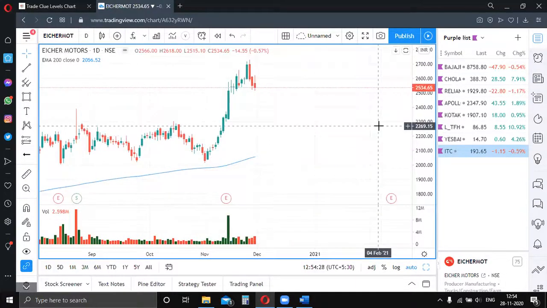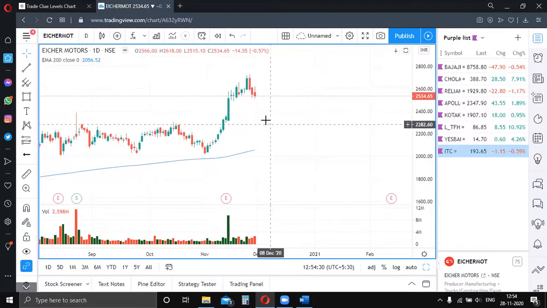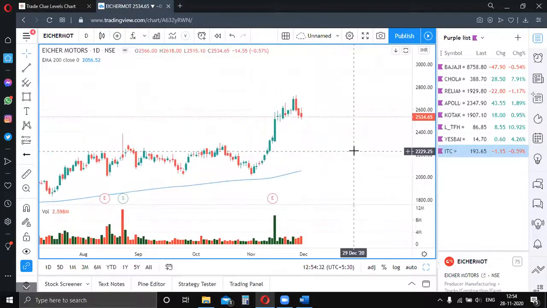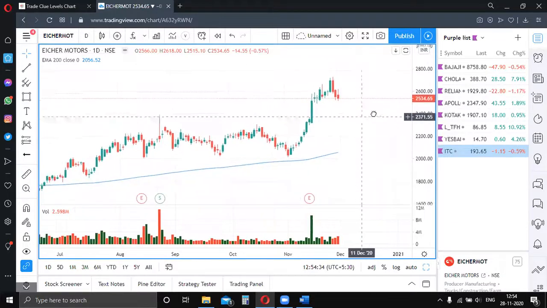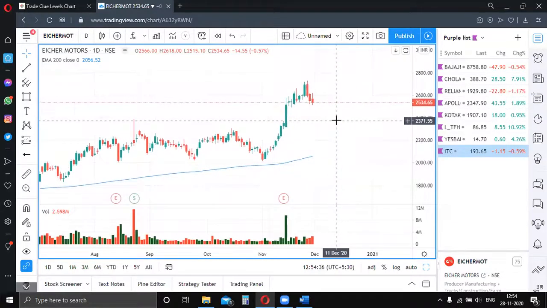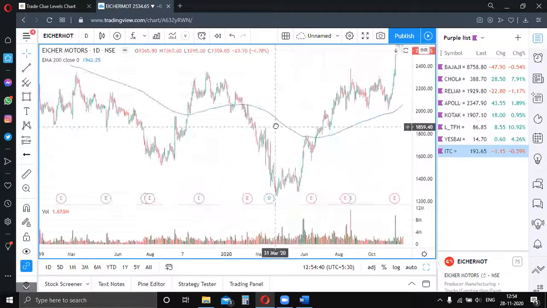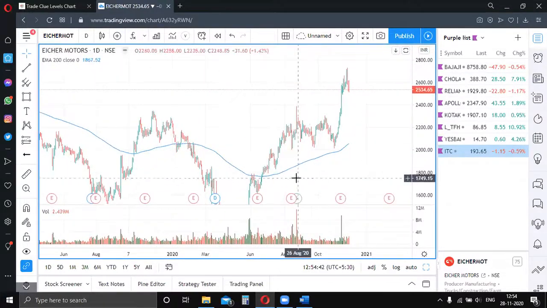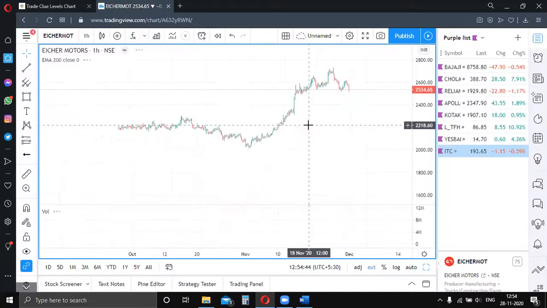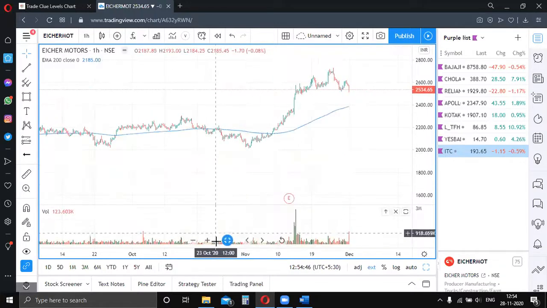So we are looking at Eicher Motors, which is shedding some gain from the past 3 days. There is no head and shoulder on daily time frame as such. Okay, it might be on hourly chart. Yeah, it is on hourly chart, not on daily chart.